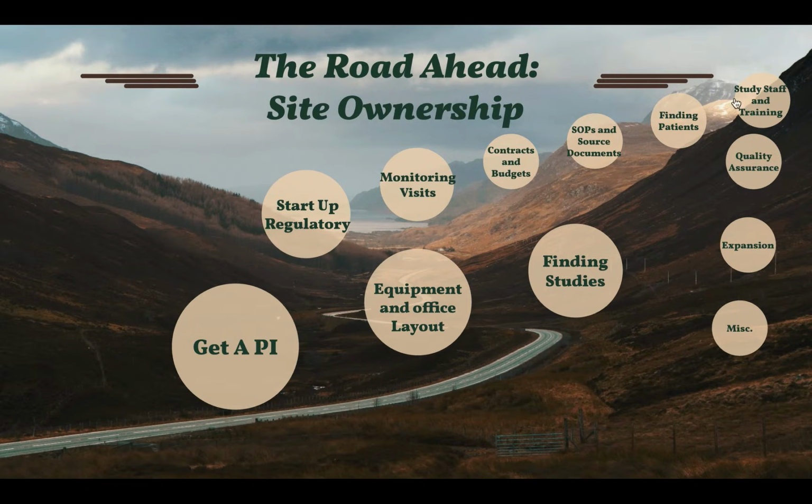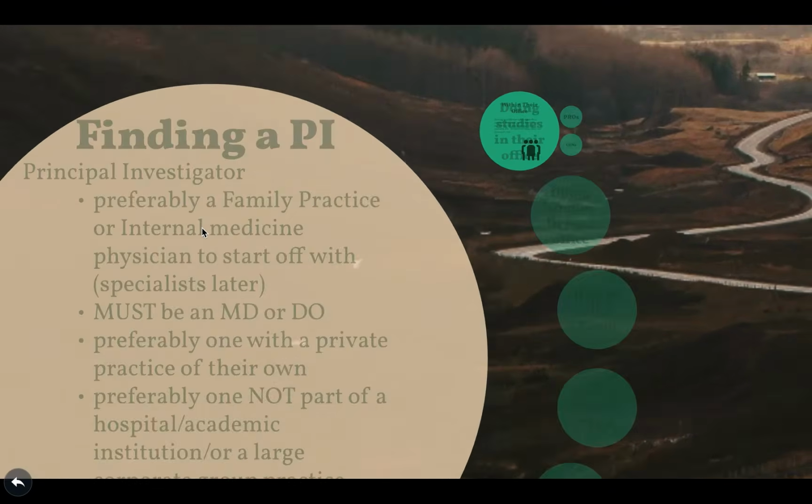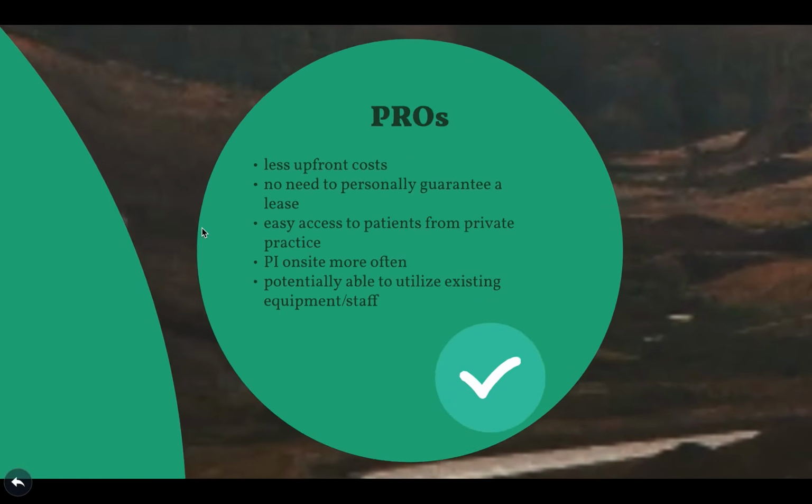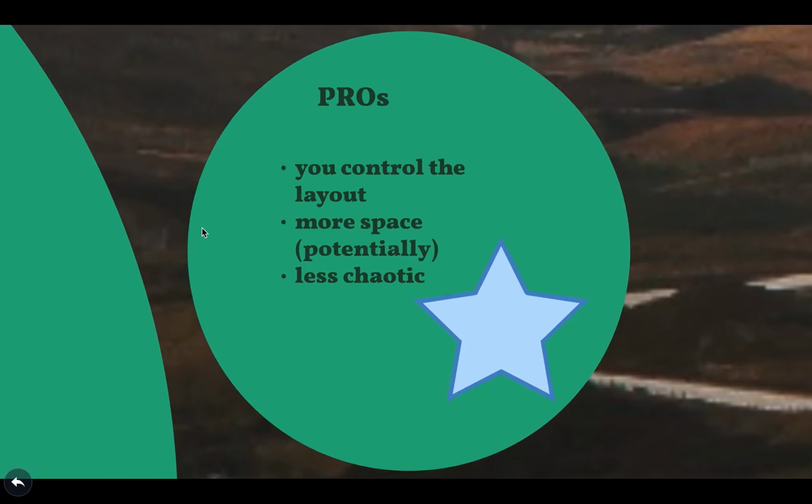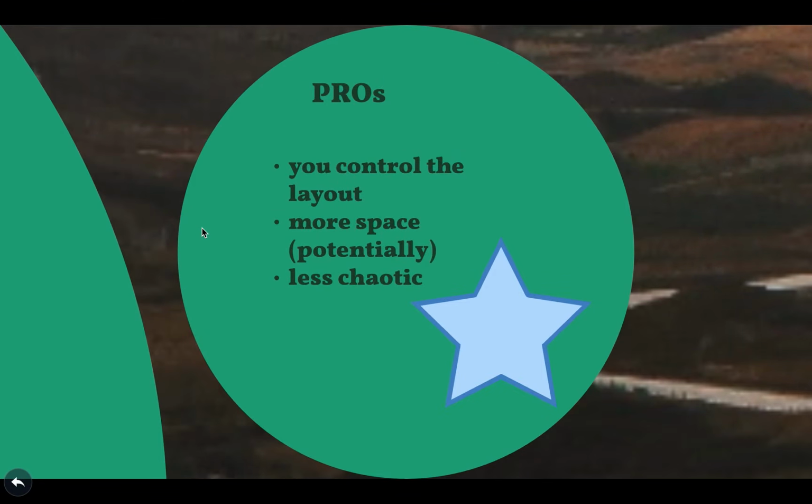But this is the road to site ownership. It goes: get a PI, equipment and office layout, finding studies, startup regulatory, monitoring visits, and then contracts and budgets. This is what was covered in part 1. And we're going to go through them just so you can get an idea of what we talked about while I'm doing this and getting to our slide, or our bubble. That's what they're called on this Prezi.